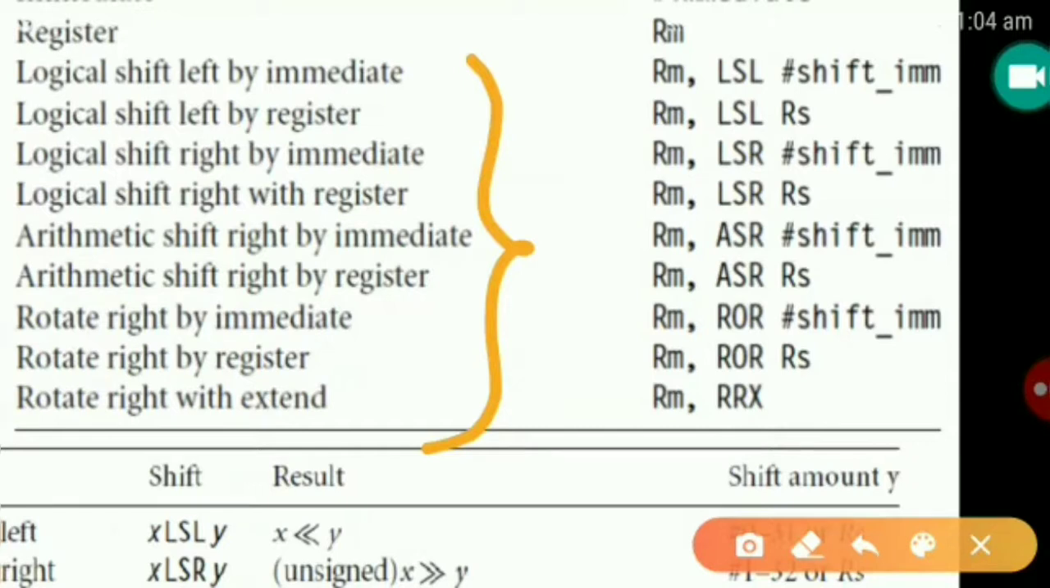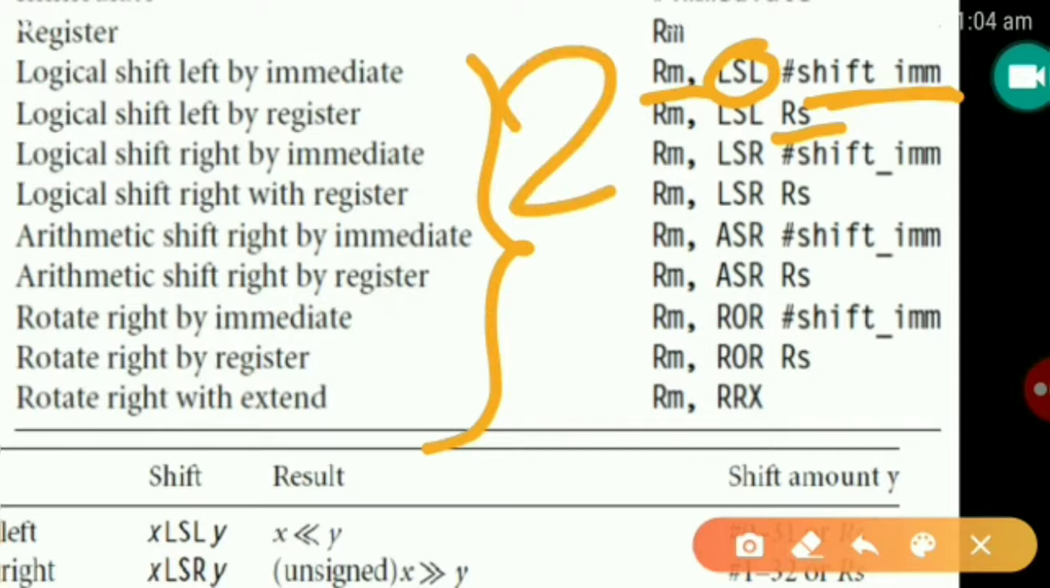See here, this is the source register. We have to perform the logical left shift operation. How many times we want to perform it is indicated by the immediate value. Similarly, here instead of writing the immediate value, we can write a register also. Sometimes, if we want to perform the logical left shift two times, then we can store that value 2 in the source register, the Rs register.